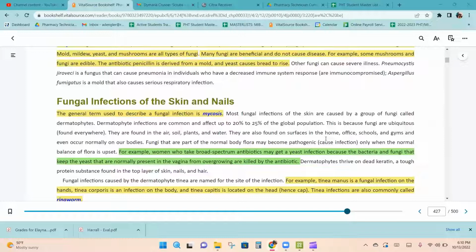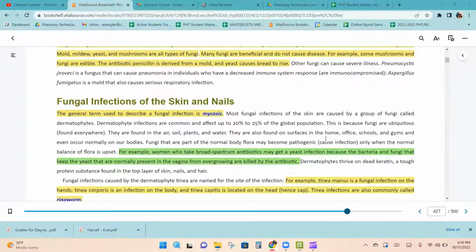This is because fungi are ubiquitous, found everywhere. They're found in air, soil, plants, and water. They're also found on surfaces in the home, office, school, gym, and even occur normally on our bodies.